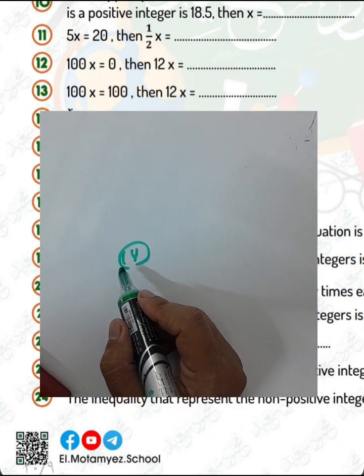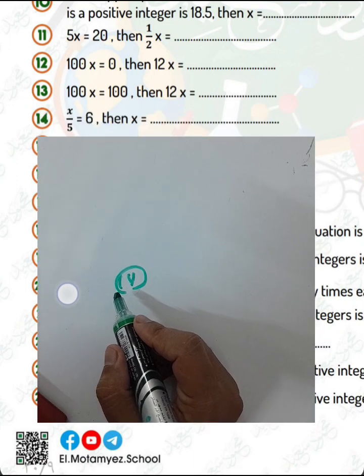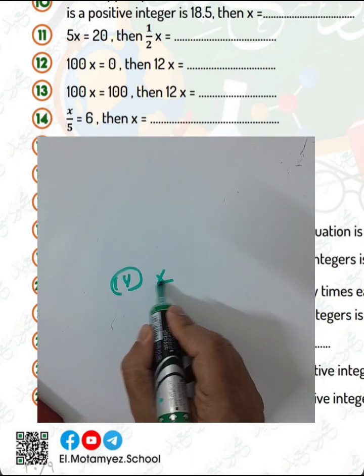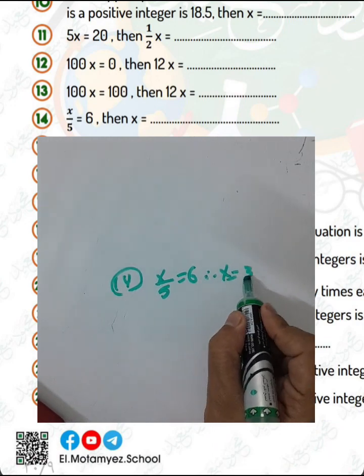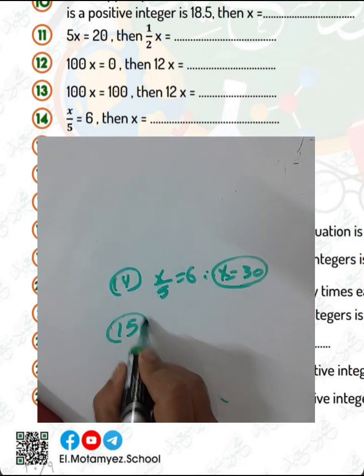Understood? Question 12, the result here is 0, and the result here is 12. Question 14. x over 5 equals 6, then x will be 5 times 6, it will be 30. Question 15.